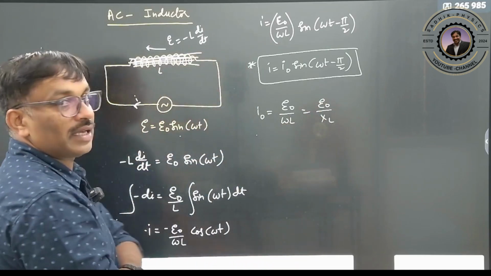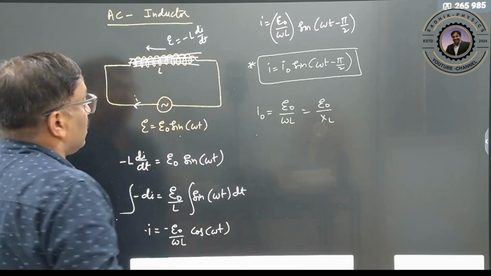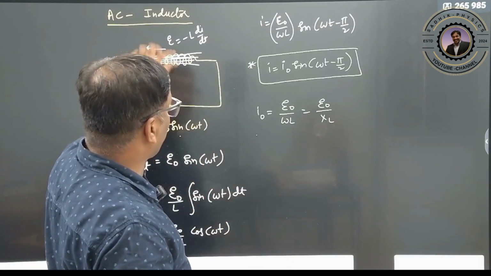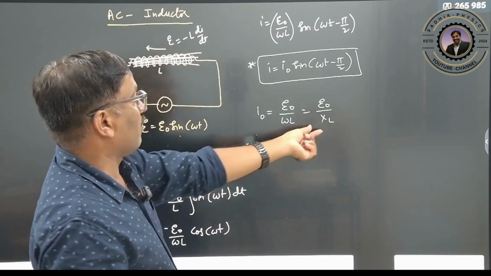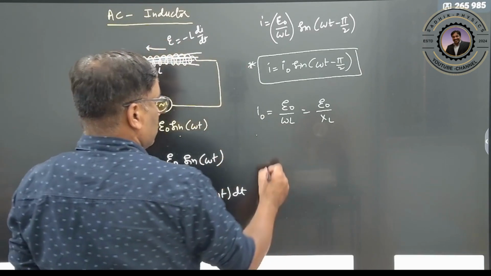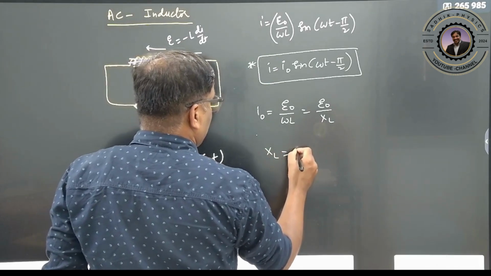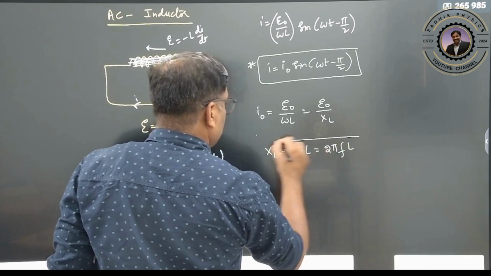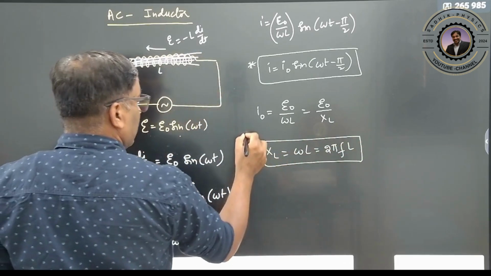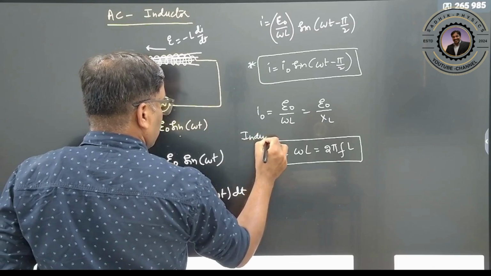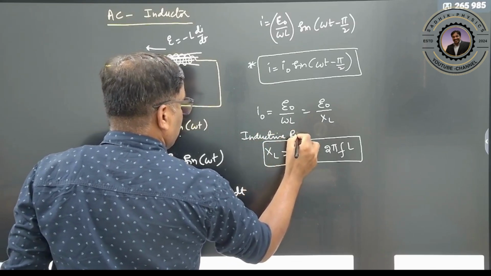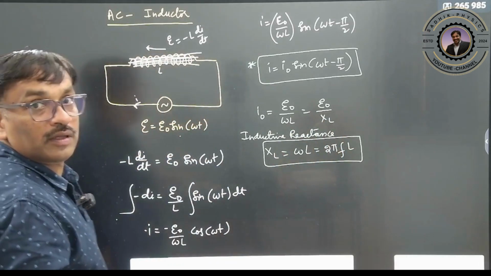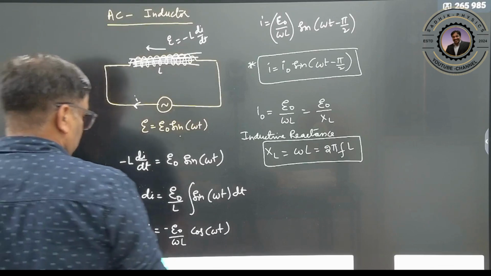Why XL now? XL is nothing but inductive reactance. Why? Because it depends upon the frequency, at what frequency you are changing. So this XL we call omega L, that is nothing but 2 pi f into L. So this is called inductive reactance. Clear? So inductive reactance now.